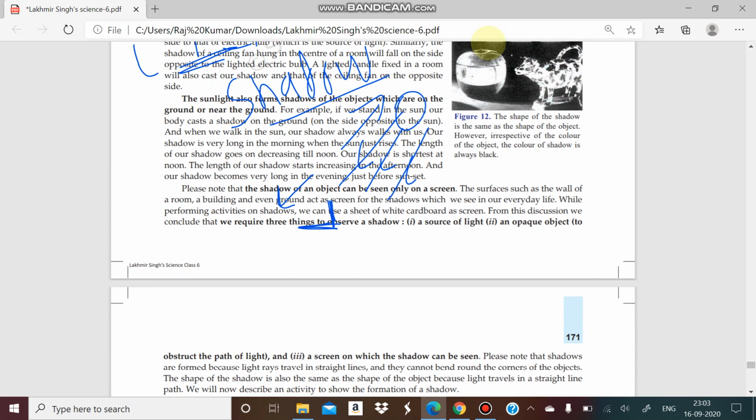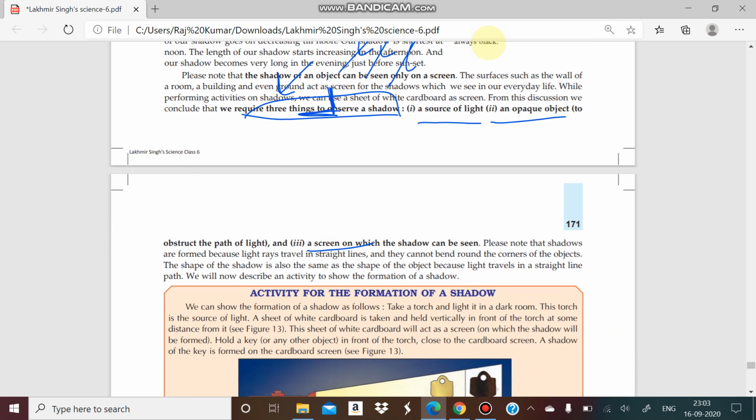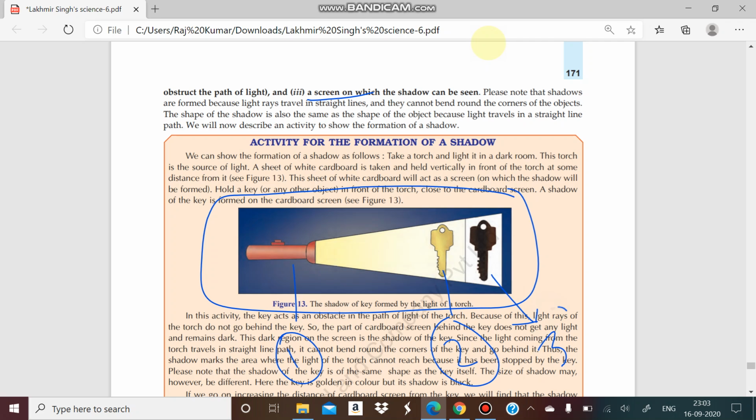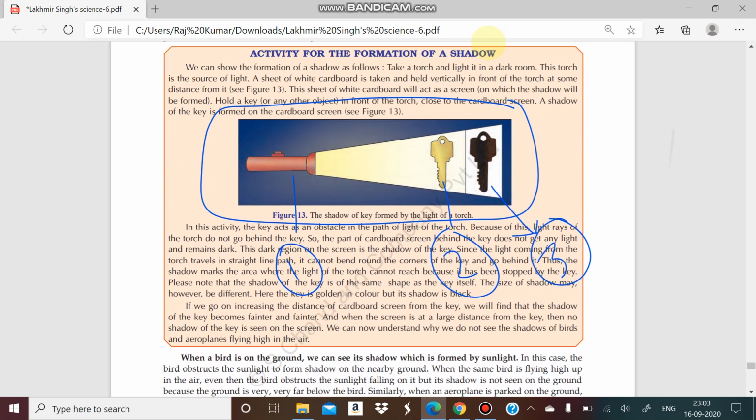You have to remember that there are three things necessary to observe a shadow. One is the source of light, second is the opaque object, and third is the screen. If you see this activity, all these three things are given. One is the source of light, second is the opaque object, and third is the screen. All these three things are essential to form a shadow of any object. So I think it's clear to you.